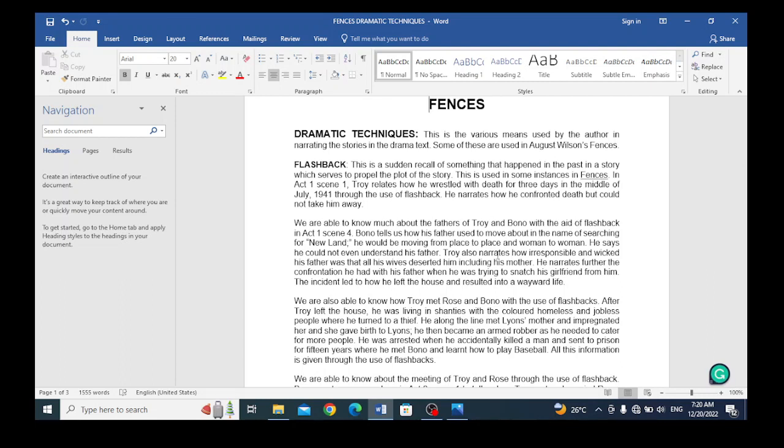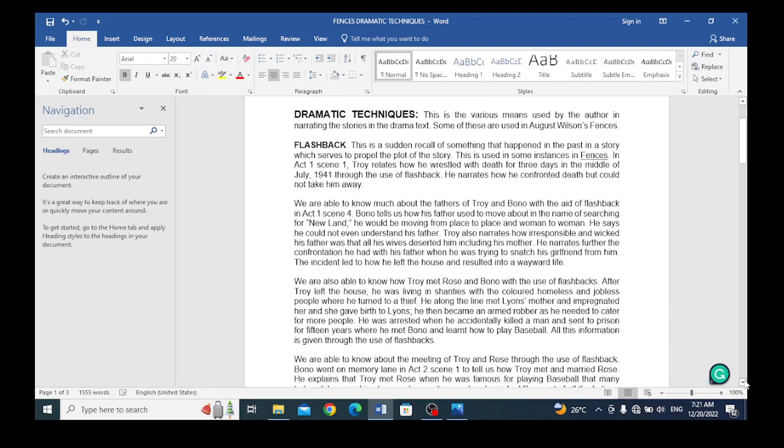Troy also narrates how irresponsible and wicked his father was, that all his wives deserted him, including his mother. He narrates further the confrontation he had with his father when he was trying to snatch his girlfriend from him. The incident led to how he left the house and resorted to a wayward life.